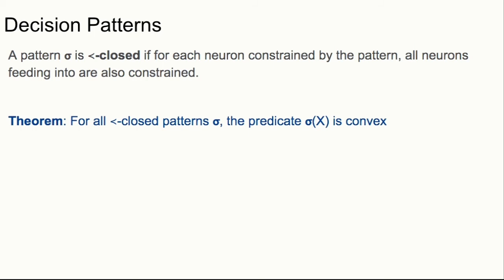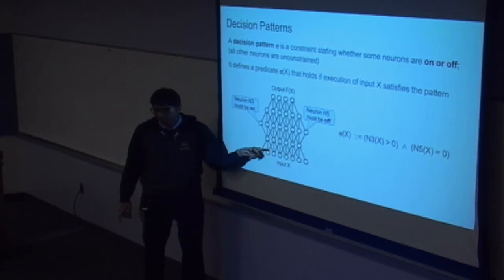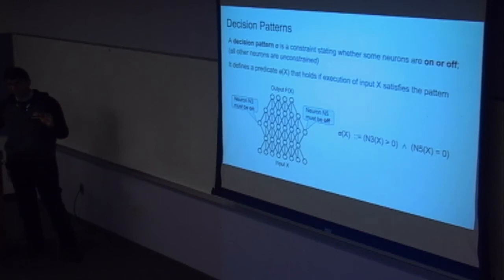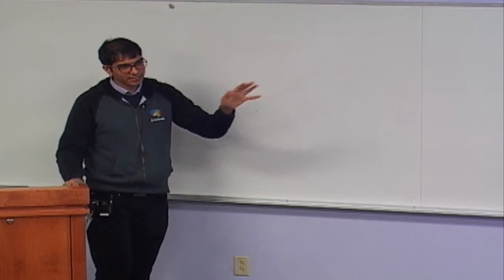Now, given that these feedforward networks are piecewise linear, you can prove this theorem that for patterns that constrain a set of neurons that is prefix closed, which means if you're constraining N3 and N5, you want to constrain all of these neurons too, the ones that feed into it. It could be on, off, whatever assignment you want. Every such pattern which is prefix closed, the predicate sigma of x is convex. In fact, it's a polytope. It's bounded by hyperplanes. This is not a complicated theorem. Maybe I should call it a proposition. It just follows from the piecewise linearity.